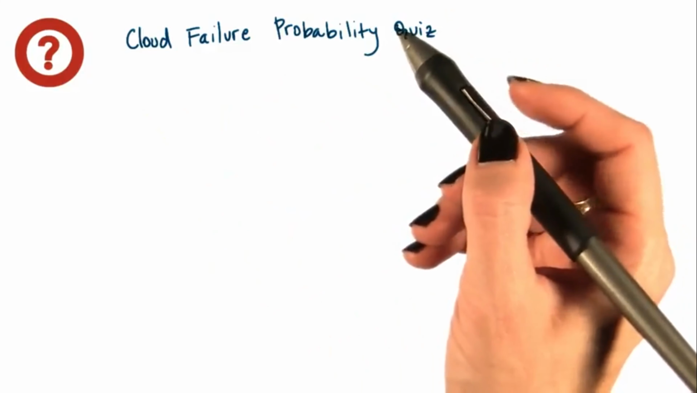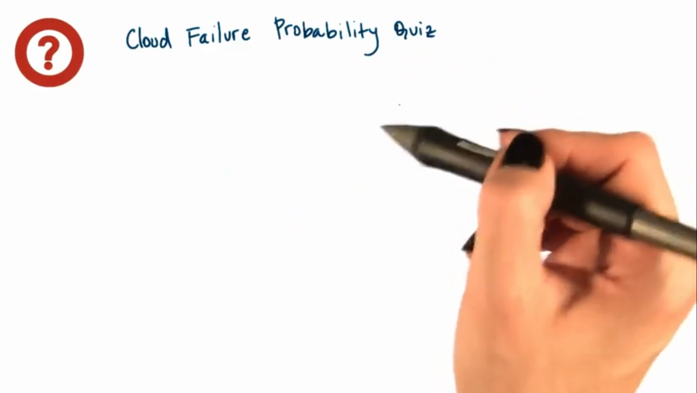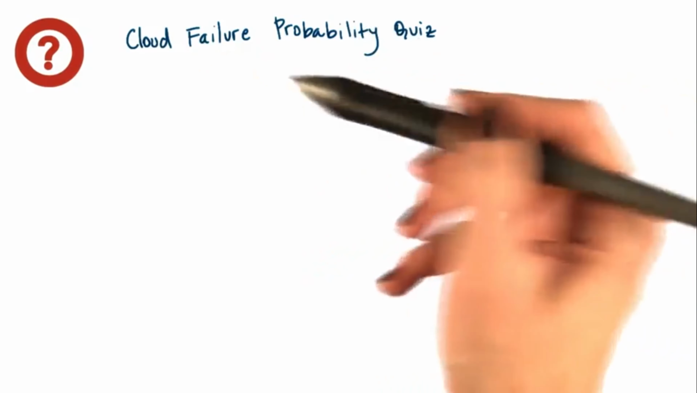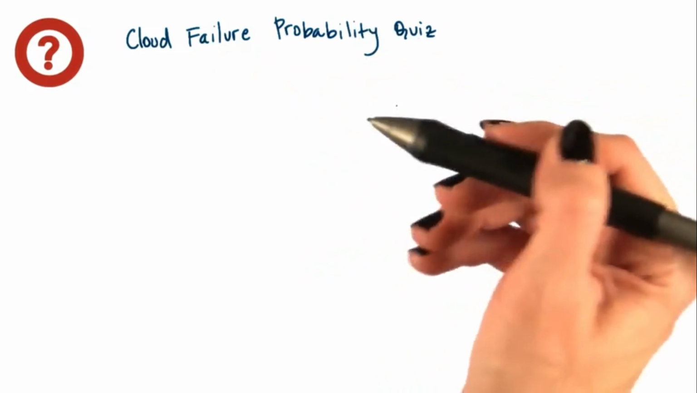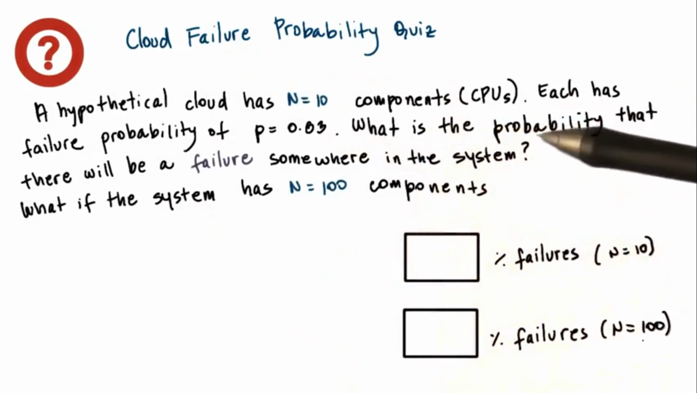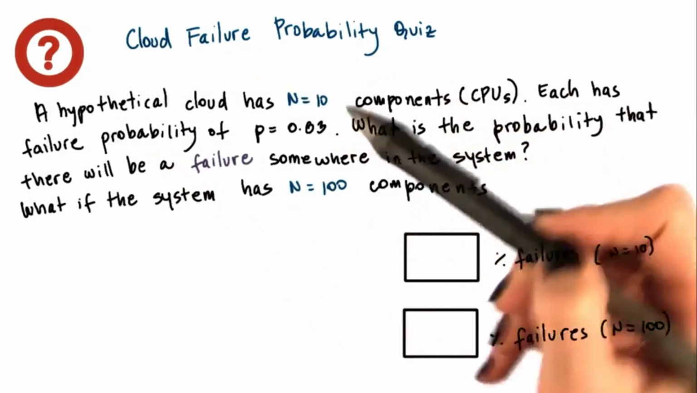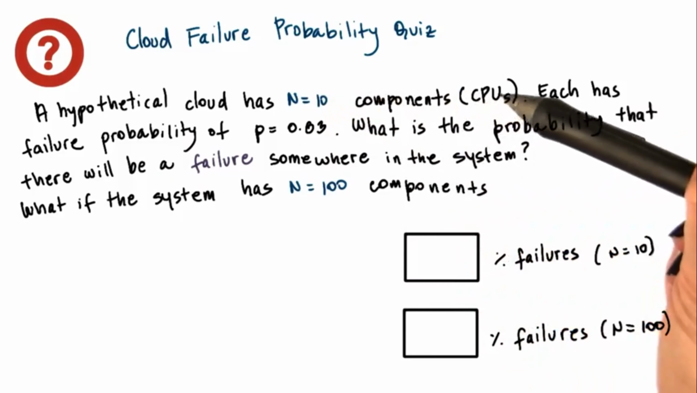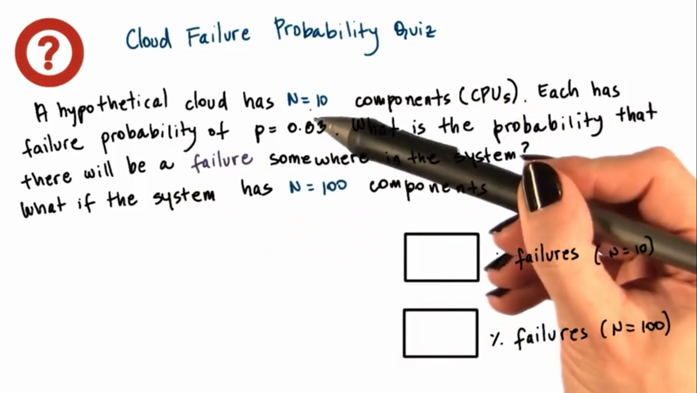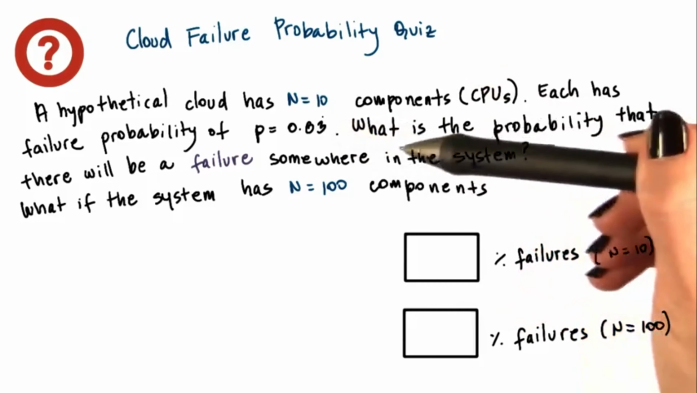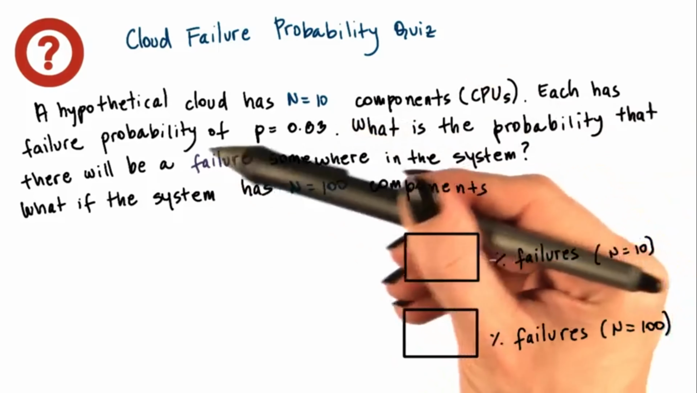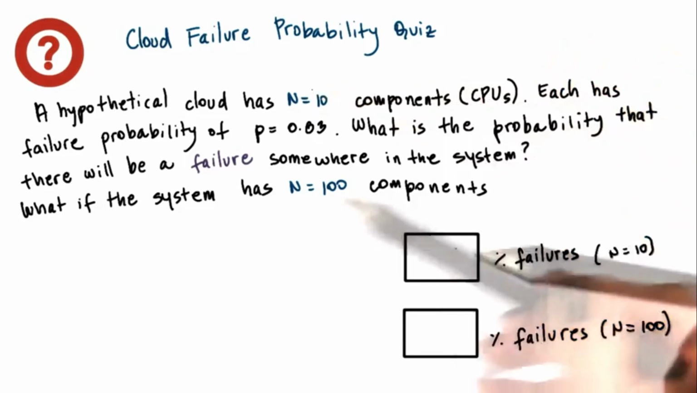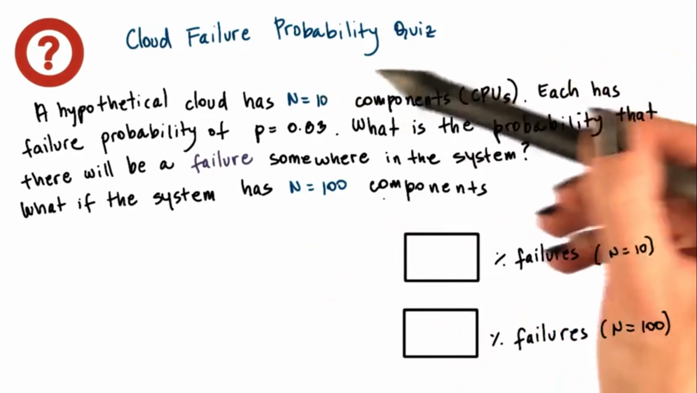I mentioned failures in the previous morsel, so let me try to illustrate why failures are more of a problem in a large-scale system like a cloud platform than if we're not really concerned with scale. Think about the following question. A hypothetical cloud has n equals 10 components, so 10 CPUs, where each CPU has a failure probability of 0.03. My question is, what is the probability that there will be a failure somewhere in this system in case there are 10 components? Then think about also what will happen if there are more components.